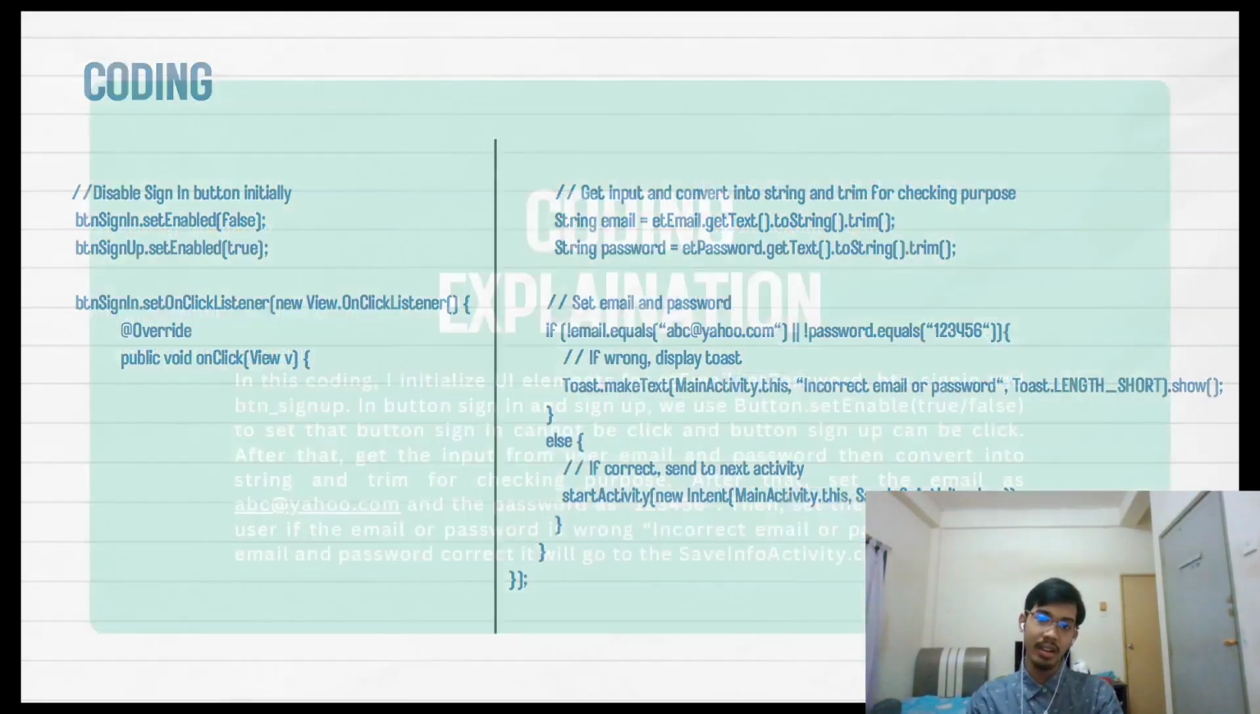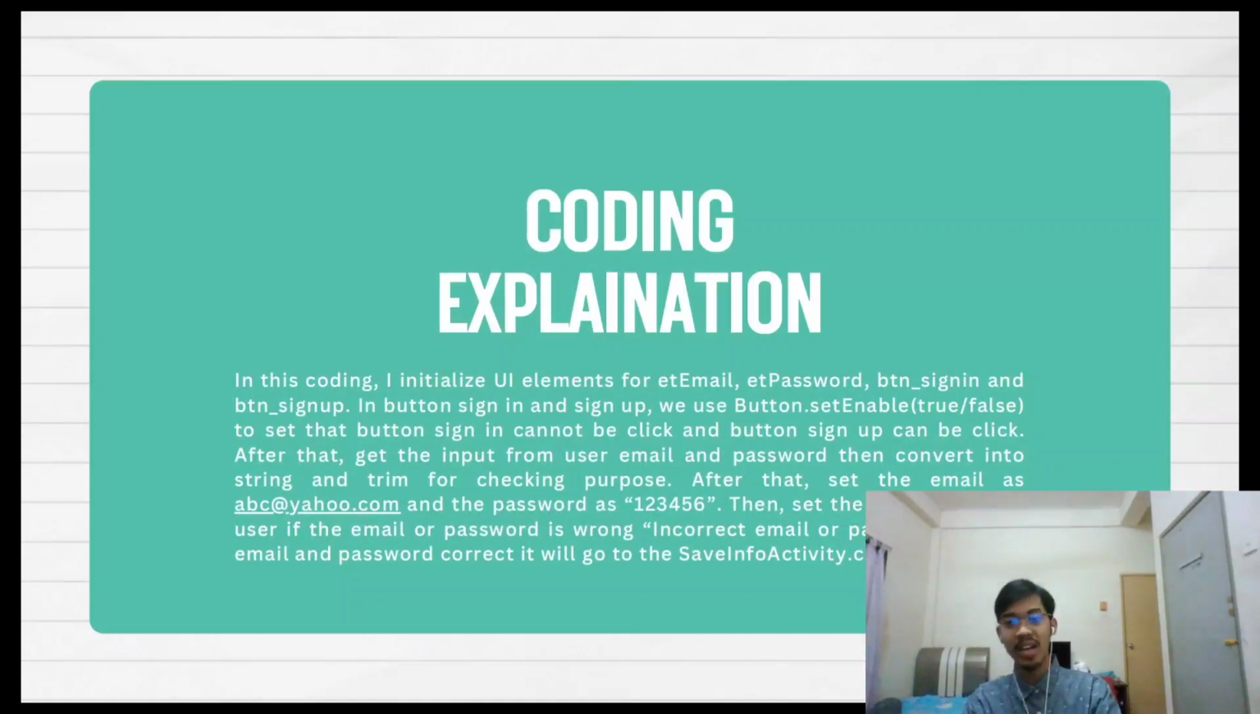Here is the coding, and here's a little bit of explanation of what is actually happening in the code. In this coding, I have initialized the UI elements for the edit text email, edit text password, and the buttons sign in and sign up. For the sign in and sign up buttons, we set enabled to false at first, so the user cannot click on sign in without entering anything in the form. After that, we get the input from the user's email and password, convert it into a string and trim it for checking purposes. Then we set the email as abc@yahoo.com and the password as 123456.